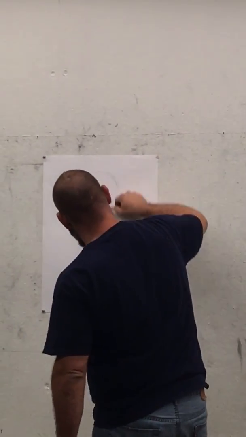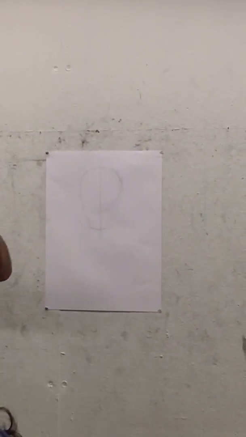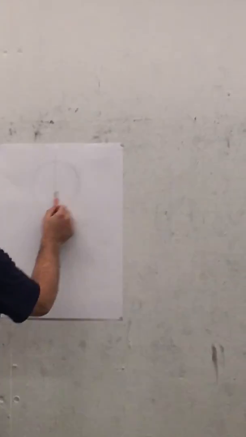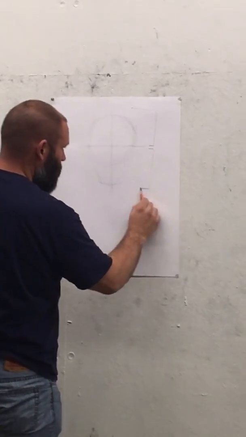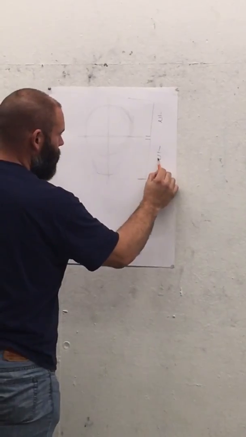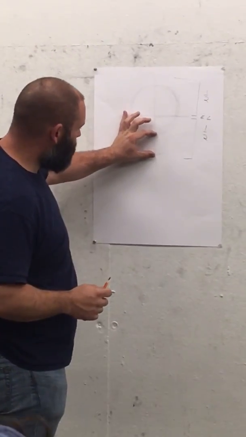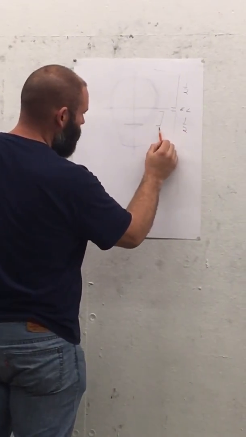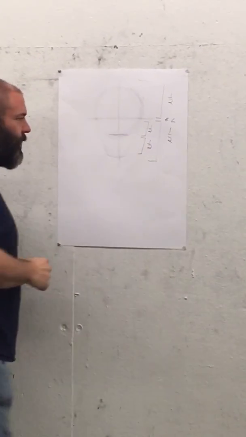Divide vertically in halves. And then divide horizontally in half, find the halfway point. And this is your eye line. Okay? Halfway down from there to the chin is the bottom of the nose.